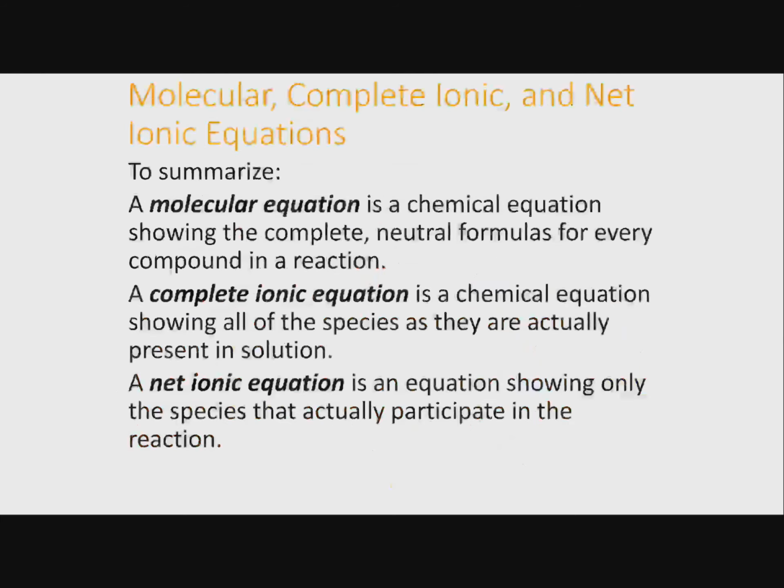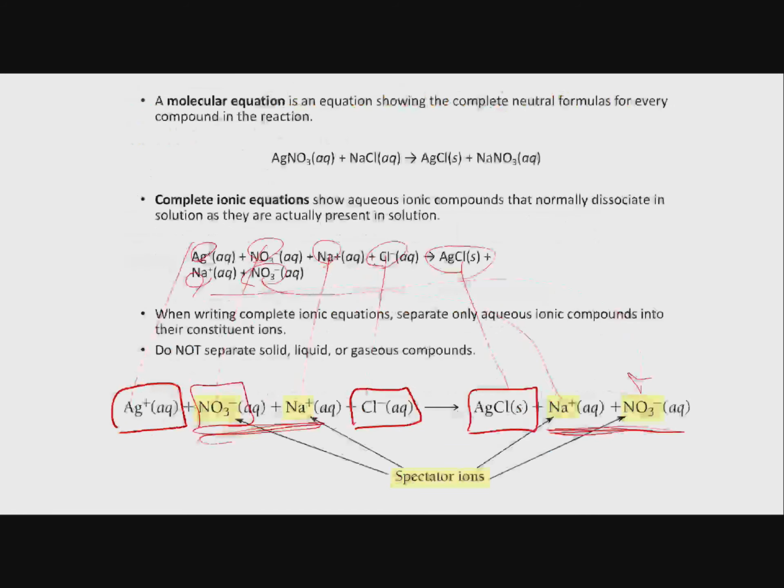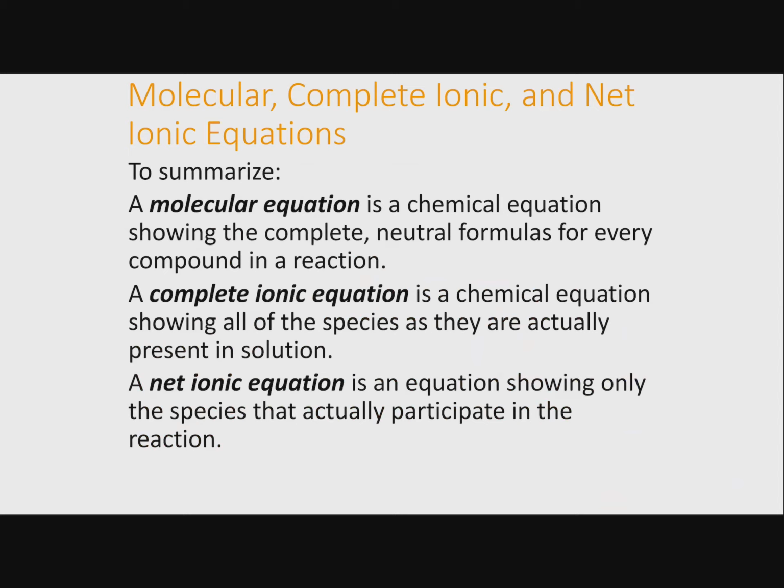So then we would summarize our equation as Ag plus Cl minus gives AgCl, with some phases to indicate that they are an aqueous solution. And if we have to balance it, we would balance it as well. So, the molecular equation is the chemical equation showing the complete neutral formula. The ionic equation, total ionic or complete ionic, shows all of the species as they actually are. And the net ionic only shows the ones participating in the reaction. Okay?